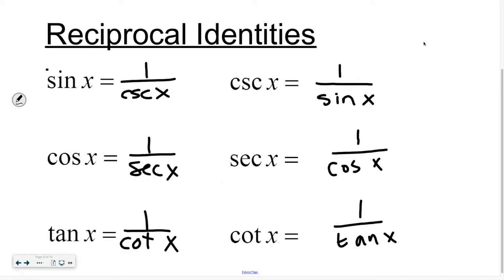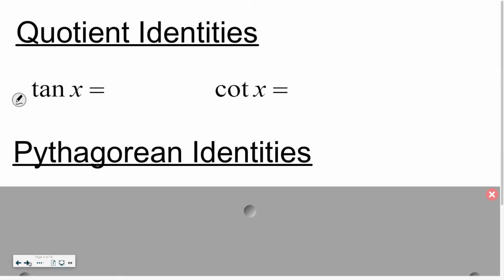Next up, we're going to talk about quotient identities, and these are a little less obvious. Okay, so we have 2 quotient identities. They are for tangent and cotangent only. So I don't have a quotient identity for sine, cosine, cosecant, secant. And before I just give you the quotient identity, I'm going to draw a picture so you can see why the quotient identity is what it is.